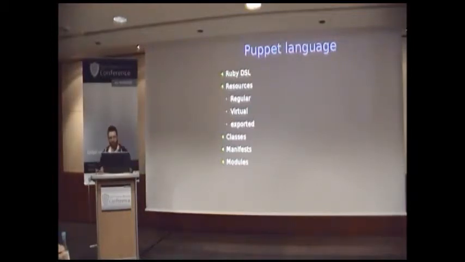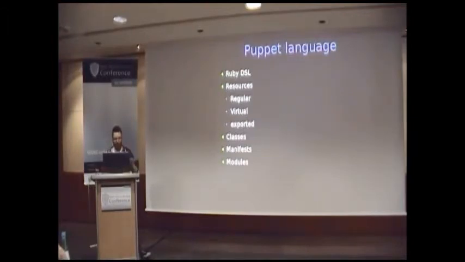These resources, well, you have a couple of different ones. You have regular resources, virtual and exported resources, but we'll get into that later. Your resources are put in classes generally. You don't specify resources directly for a host. It's possible to do it, but it wouldn't be very clean. The classes go into manifests, which is just a fancy word for files. They all have a .pp extension. I don't know why they wanted that extension, but they must have liked it.